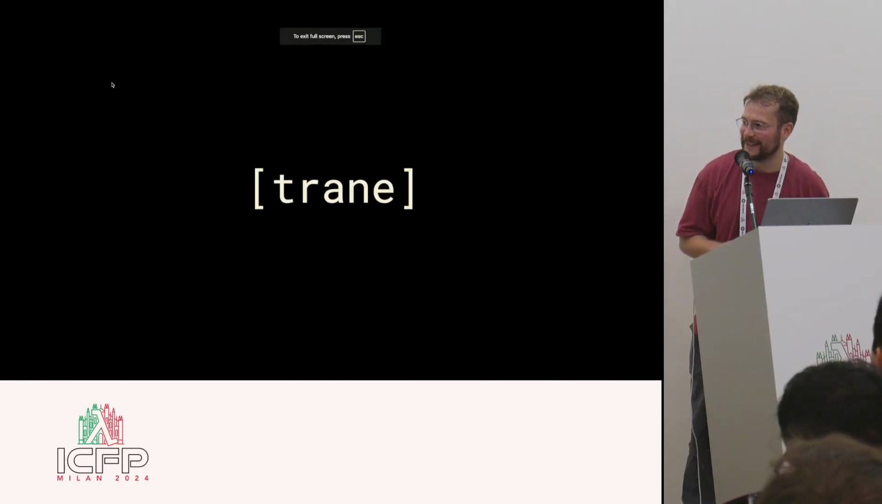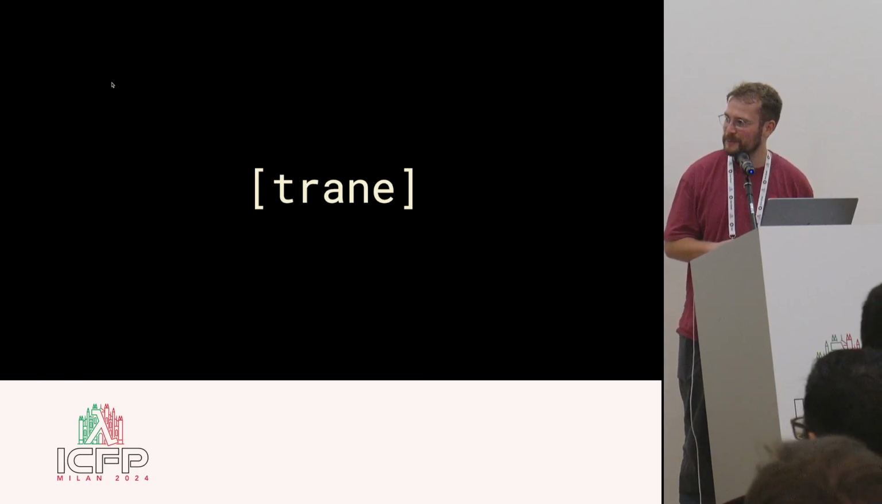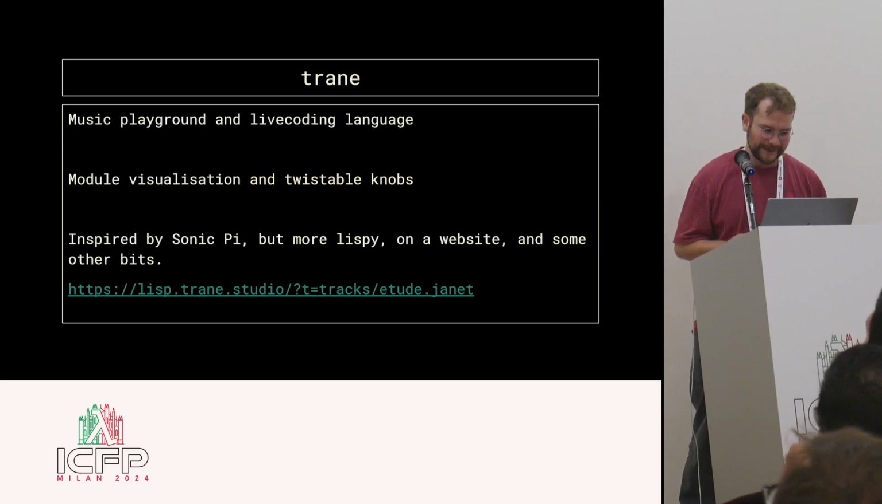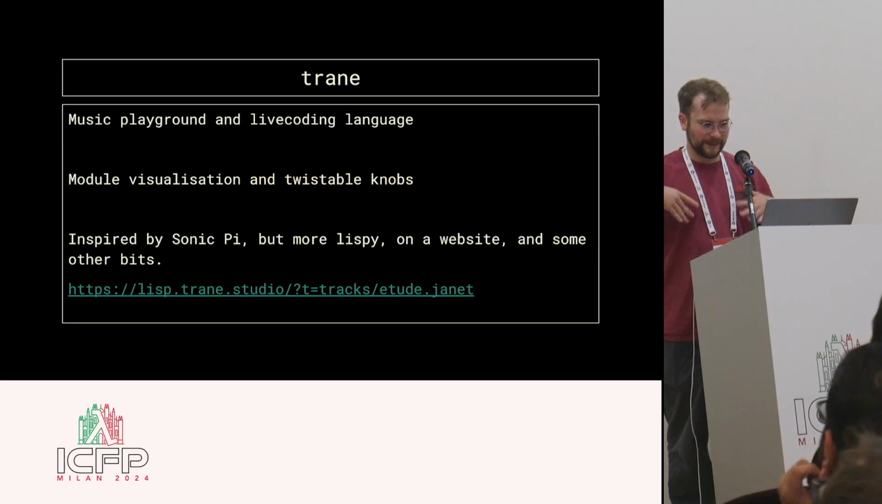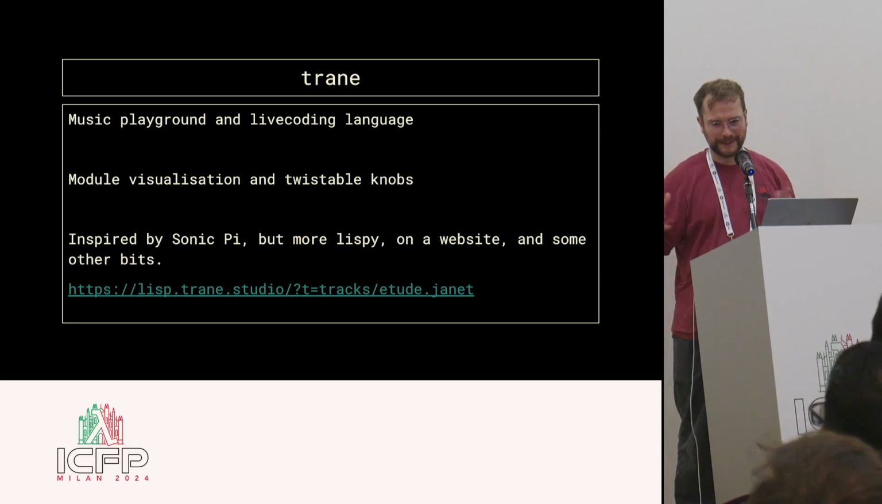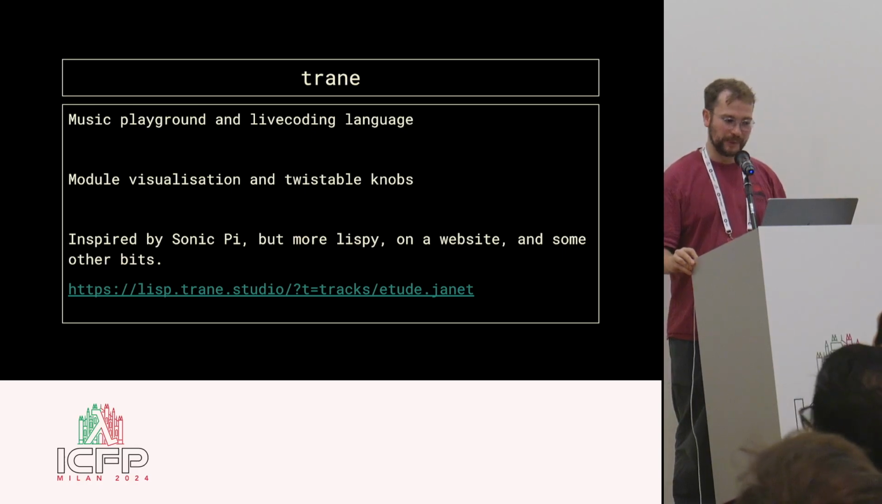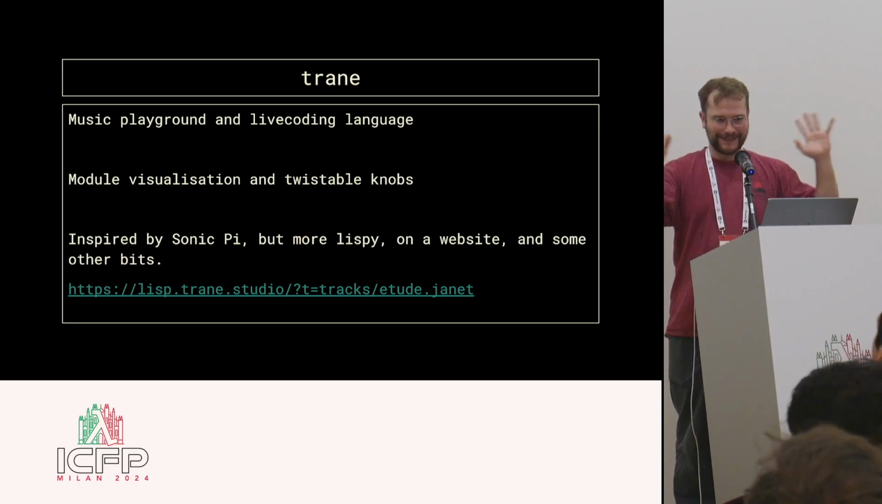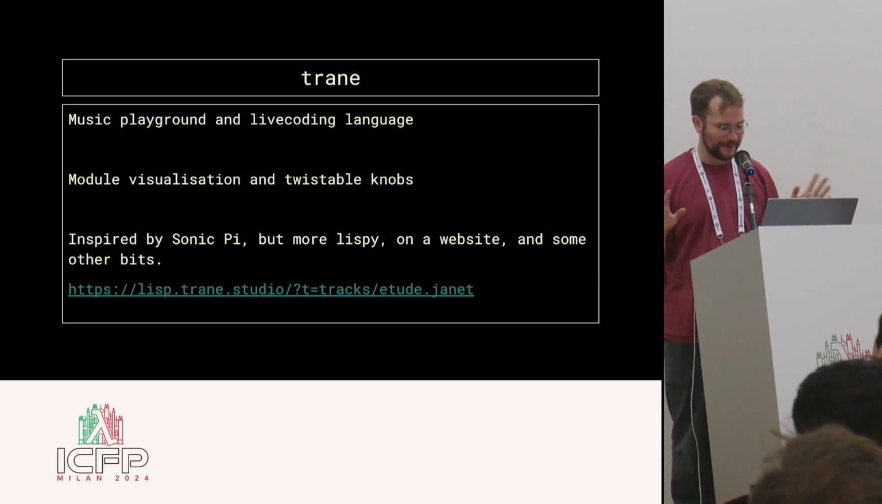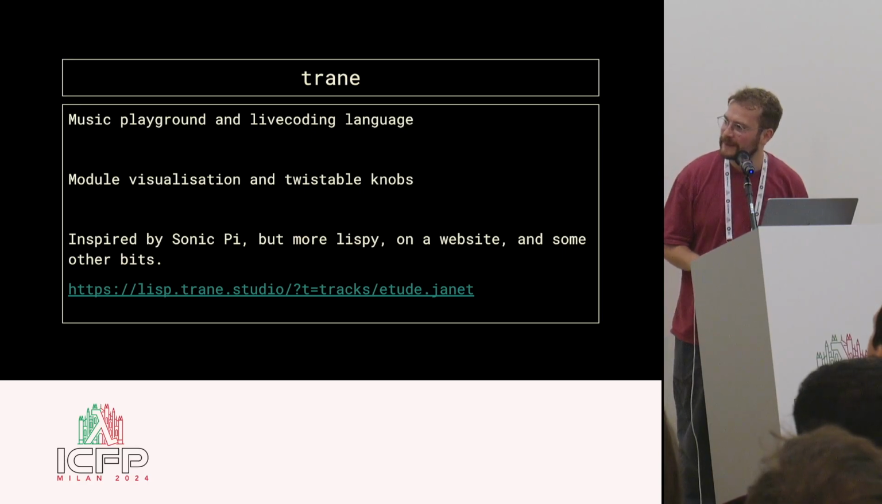Yes, so this is going to be about Trane, which is a kind of live coding DSL written in this kind of lispy language called Janet. So yes, it's a sort of music playground as well. So you can play around with different sounds and sound designs. And it has module visualization, so you can see what's kind of happening when you run your code, and twistable knobs, so you can easily tweak the sound.